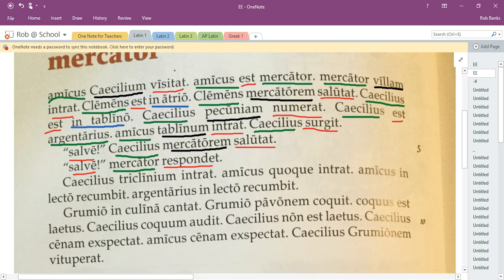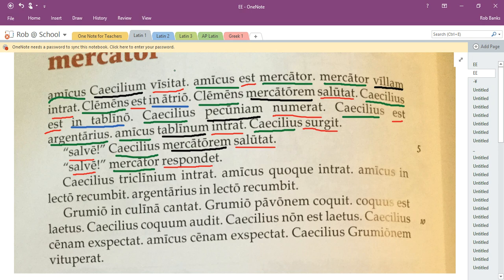Grumio in culina cantat. So Grumio, that's my subject, right? What declension would Grumio be? Has to be third, right? It doesn't have an ending, so it's nominative singular, third declension. So what would its accusative end in? EM, right? Grumionem is what it would be. And I think we'll see that before this paragraph is out. So Grumio, the subject, cantat, sings. Then a prepositional phrase, in culina. So Grumio sings in the kitchen.